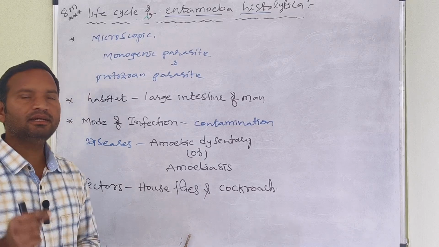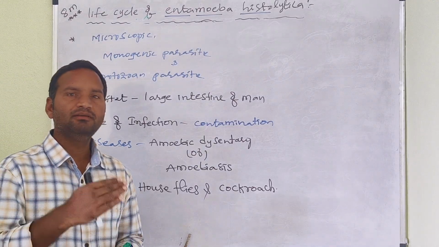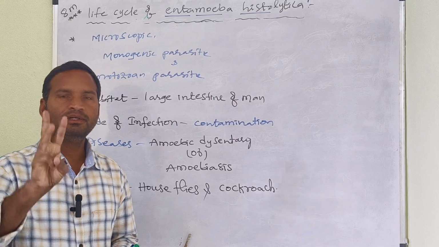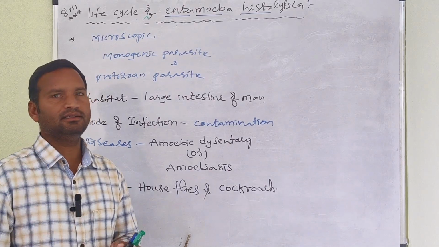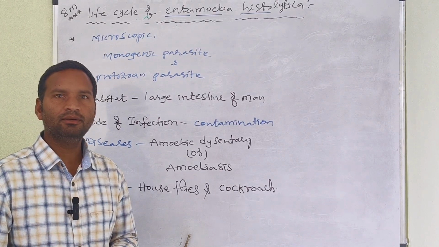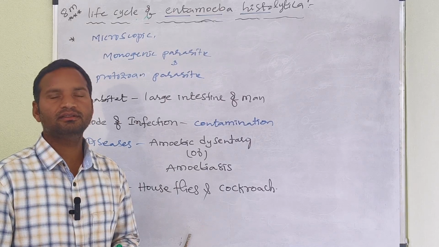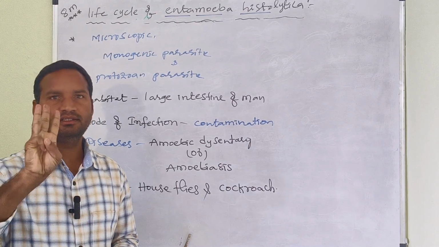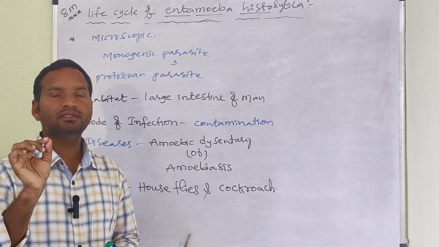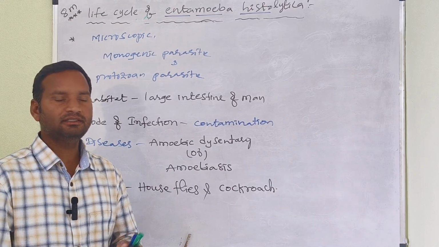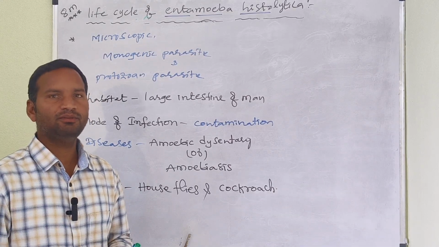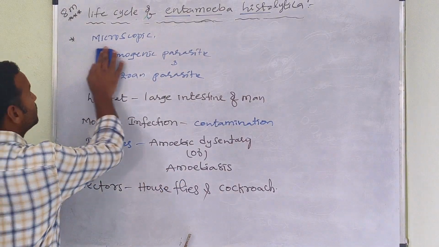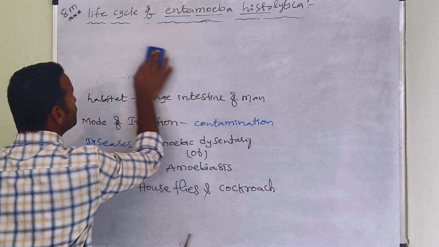The next one is that Entamoeba histolytica passes through three distinct stages. They are the trophozoite stage, the second one is the precystic stage, and the third one is the cystic stage. Through these three distinct stages, it passes from one person to another. Now let us see about the structure of Entamoeba histolytica.